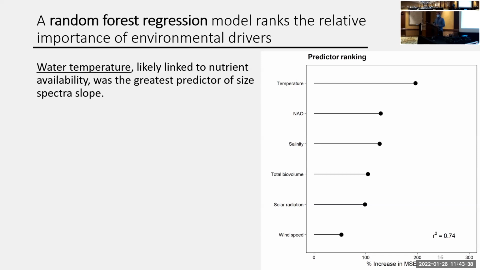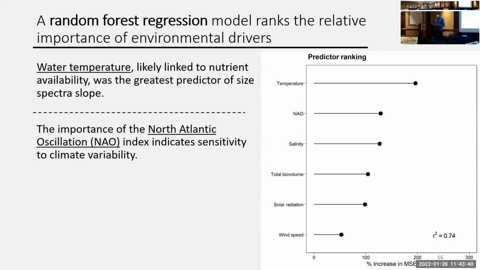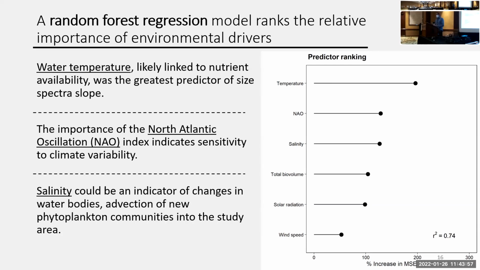The second most important indicator, which I found interesting, was the NAO index, which might indicate some sensitivity of the phytoplankton size structure to NAO. And then the third most important was salinity, which could be an indicator of advection of new phytoplankton communities into the study area, or also of stratification if we see large rain events.